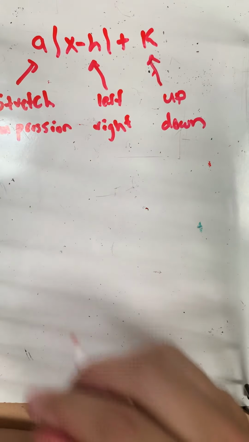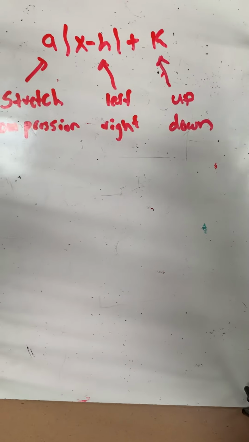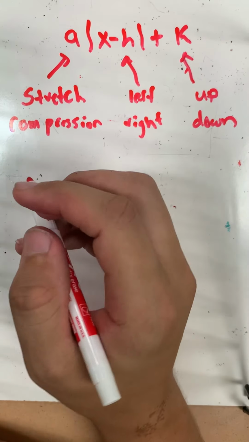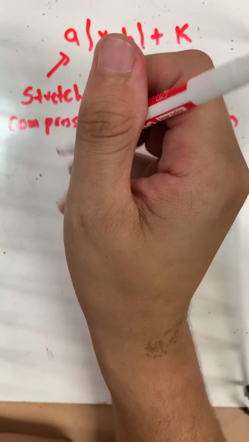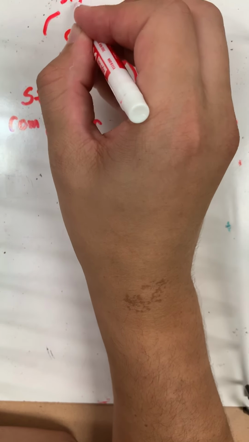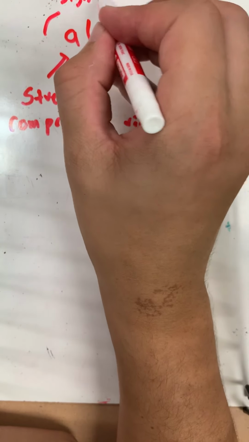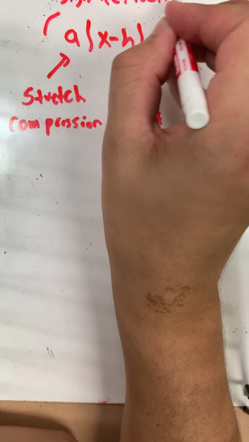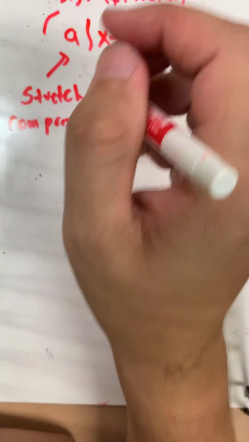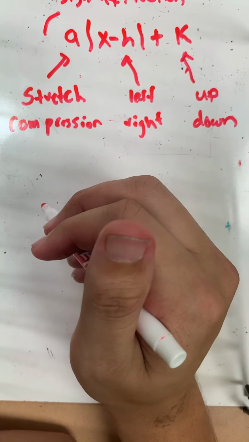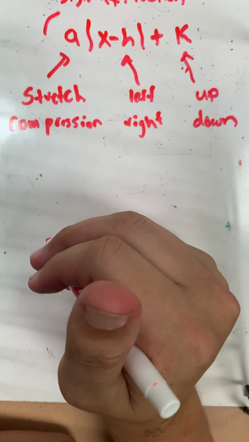So now that we've identified that, let me shift you back a little bit so you can see. There's a couple more things we have to worry about. We have to worry about whether or not there is a negative sign with A, and if there is, that's a reflection. If there's no negative sign, there's no reflection, but if there is, then it's going to flip on us.